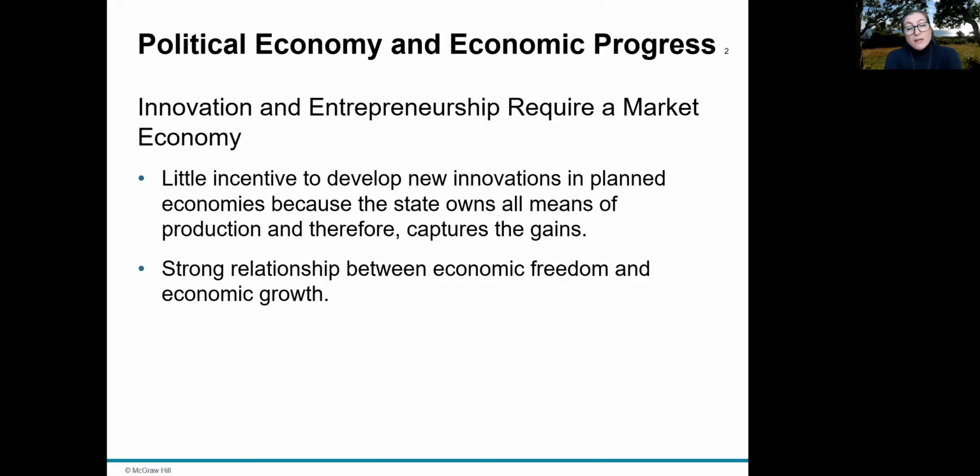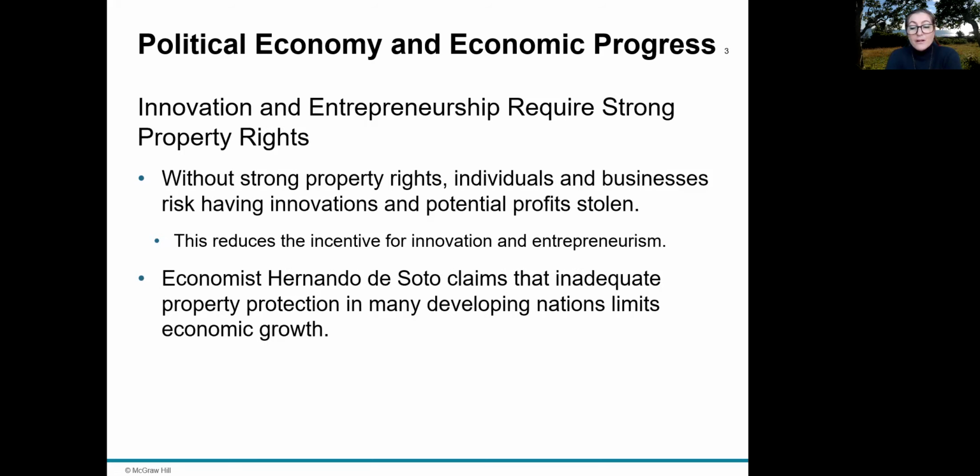But it's also recognised that innovation and entrepreneurship require a market-based economy. So the point is that there's little incentive to develop innovations when the state owns most of the means of production. So we can recognise that there's this strong relationship between economic freedom and economic growth.